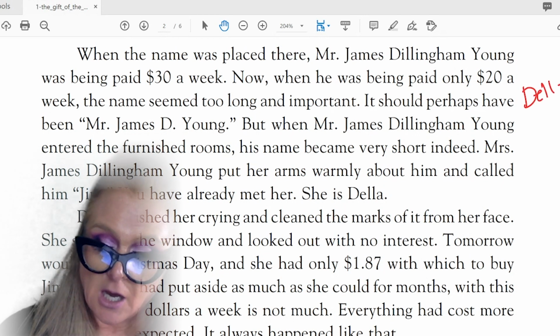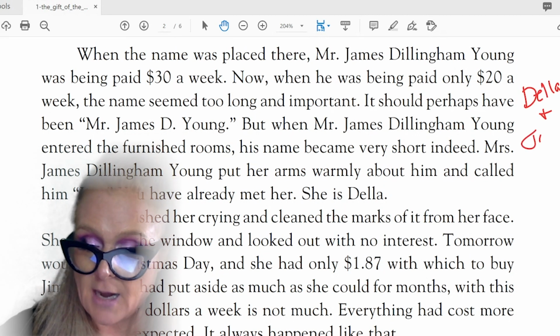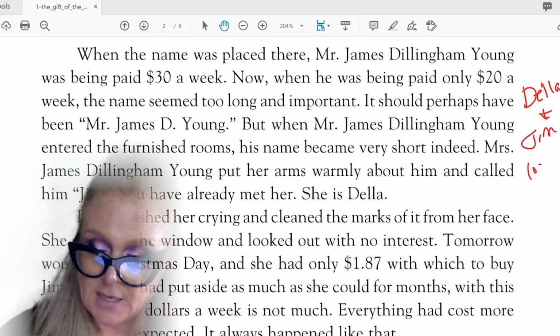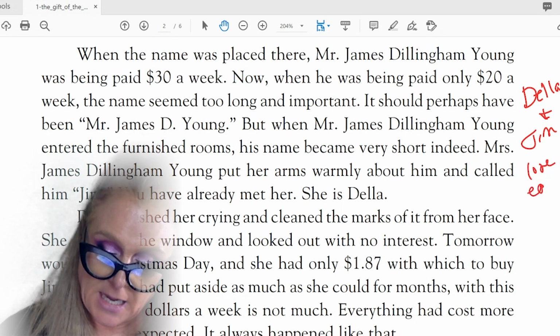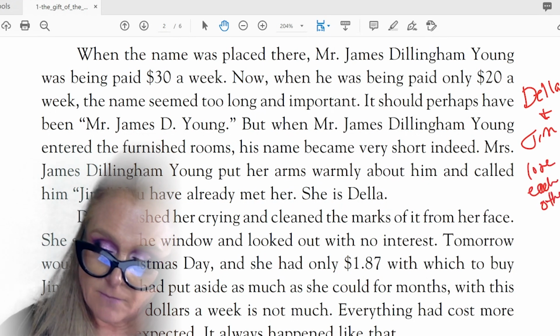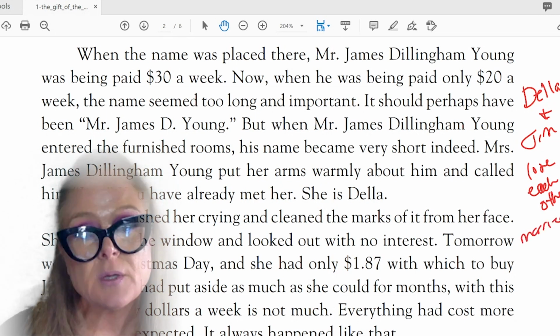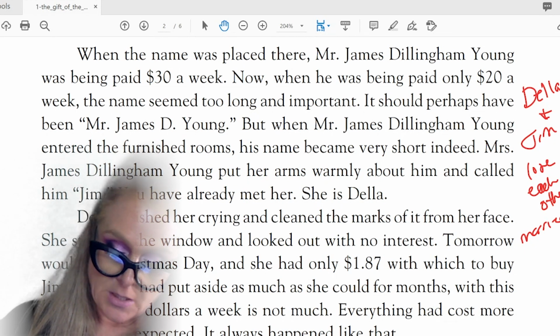She is Della. Okay, so I'm going to make a note. I have Della and I have Jim. And apparently they love each other. That's really the only action I got going on here, right?